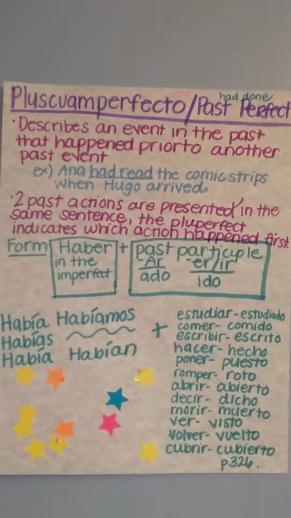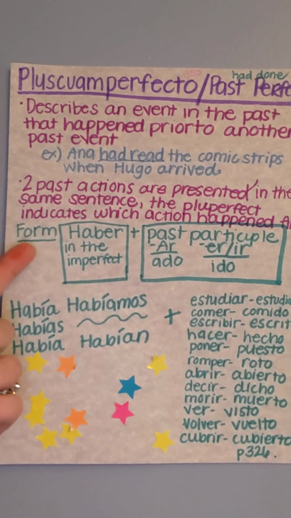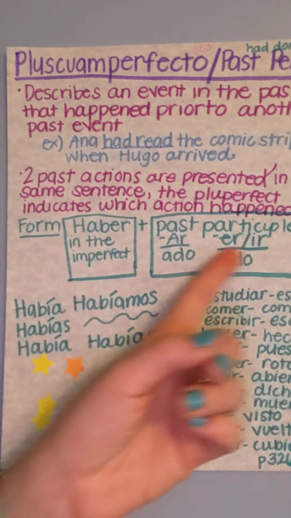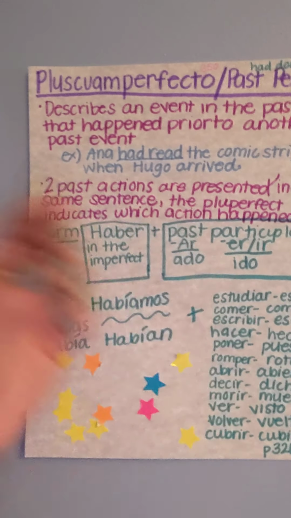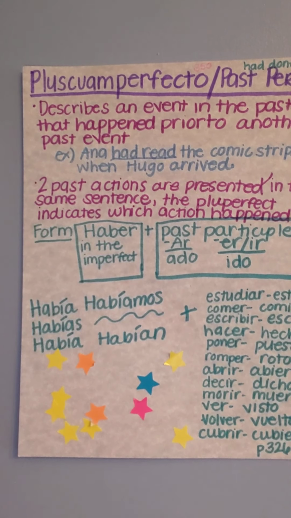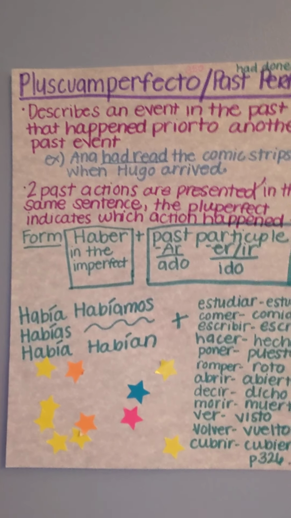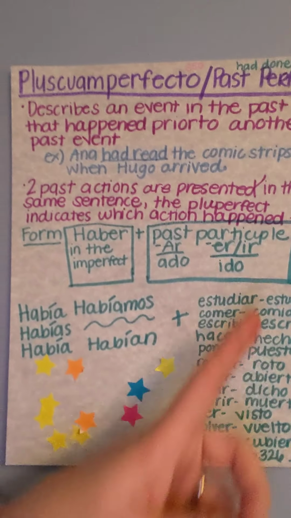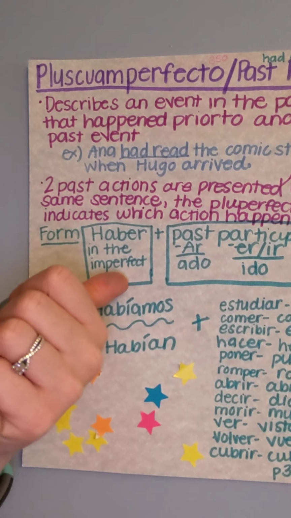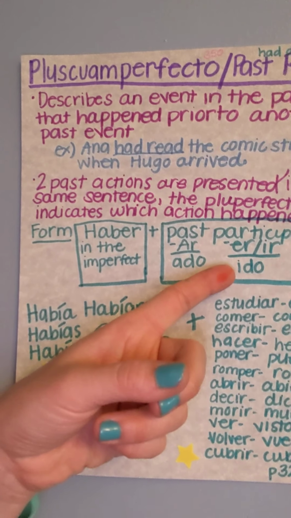Okay, so aquí we're going to have the form of haber in the imperfect, plus the past participle, okay? So when we think about this, really, the haber is going to let us know the number and person. It's going to agree with the subject. The past participle is the what. So the haber tells us the who. The past participle tells us the what.